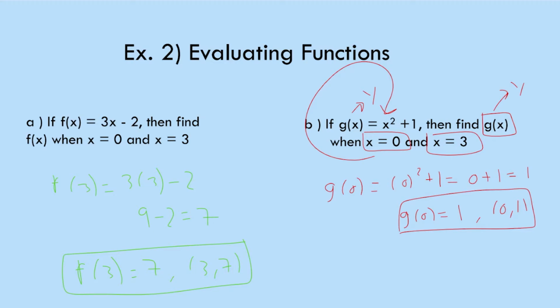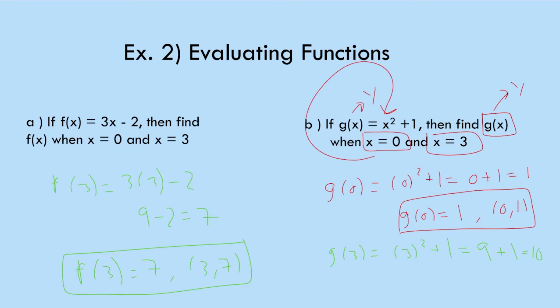Let's plug in 3. I'm going to do the same thing. I'm going to plug in g of 3, and it's going to be parentheses 3 squared plus 1. I'm going to work this out. 3 squared is what? 3 times 3. 3 times 3 is 9. Plus 1. 9 plus 1 is 10. So that means that my answer is 10.